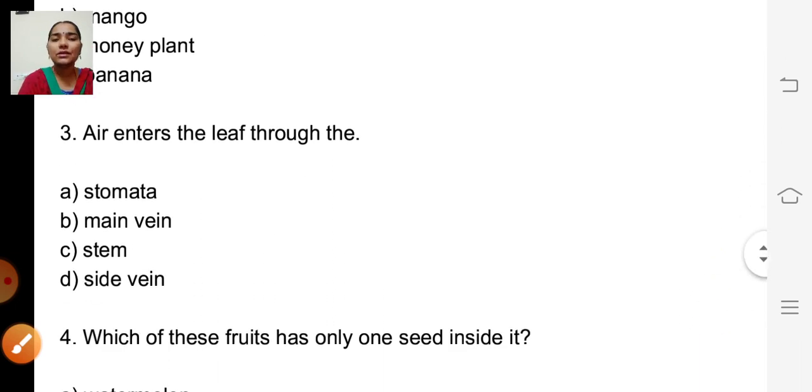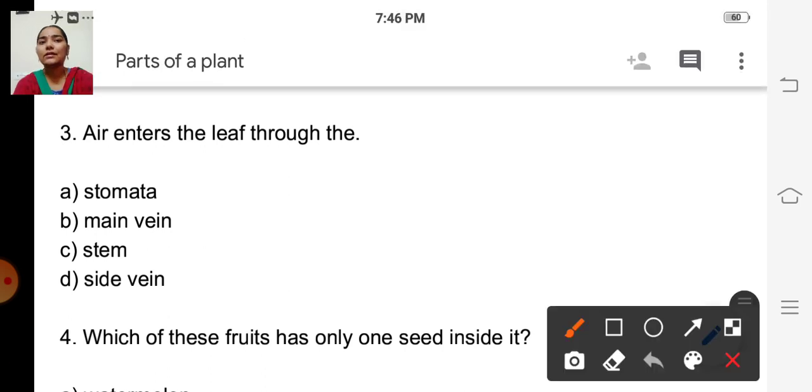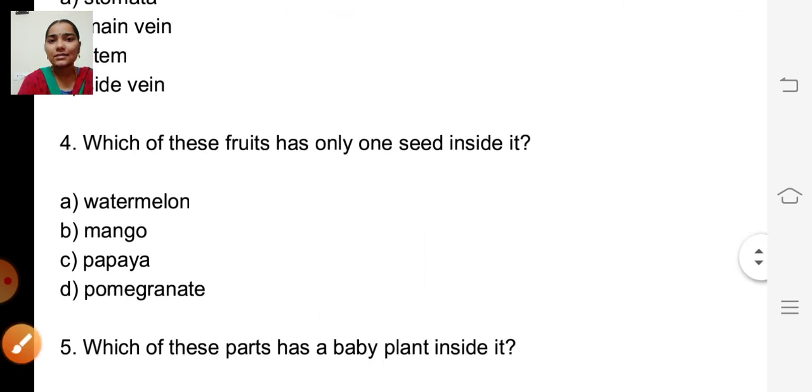Third question, air enters the leaf through the dash. Options are stomata, main vein, stem, side vein. Air enters the leaf through the stomata. Okay, stomata is the correct answer.